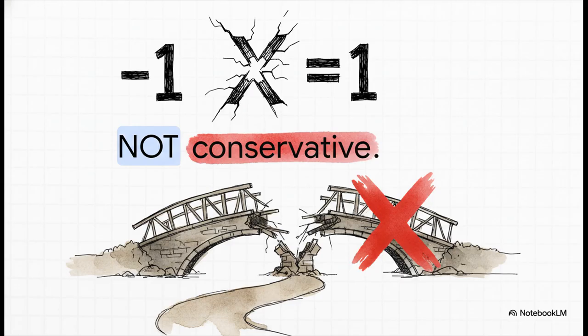What does that mean? It means this field is not conservative. There is no potential function. And that means, and this is the big takeaway, you cannot use the fundamental theorem shortcut here. You'd have to go back and solve this one the old-fashioned way.